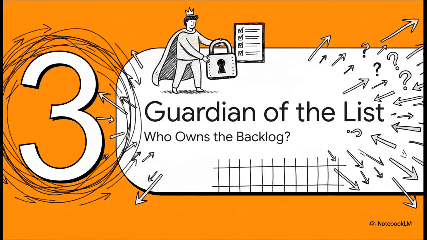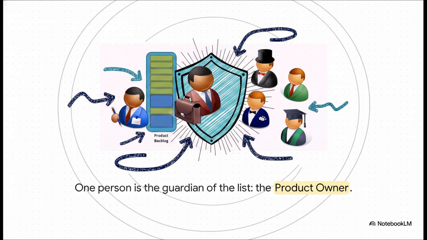Okay, with all this stuff going onto a list, you're probably thinking, who's in charge here, right? You can't just have everyone throwing things on the list whenever they want. That would lead us right back to chaos. And the answer is simple. One person, the guardian of the backlog. We call them the product owner.